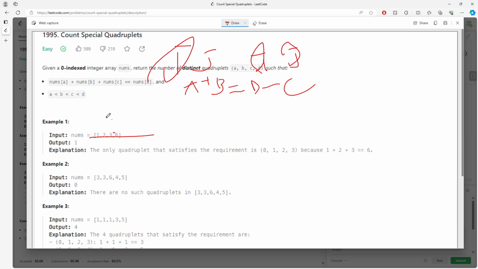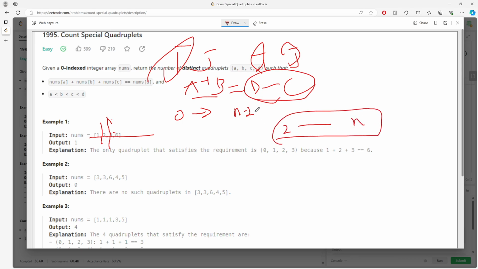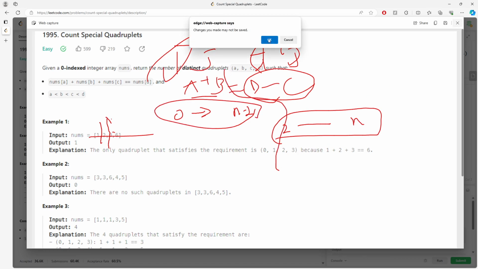What you want to split from is n minus 2 all the way to I equal to 1, because a plus b is from 0 to n minus 2, and this other side is from 2 all the way to n, I believe. So these are two constraints. You want to make sure the indices don't intersect with each other.